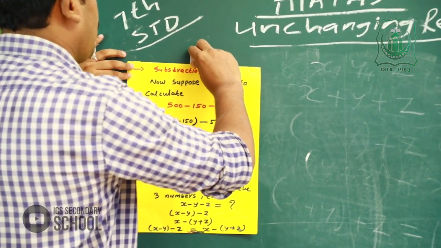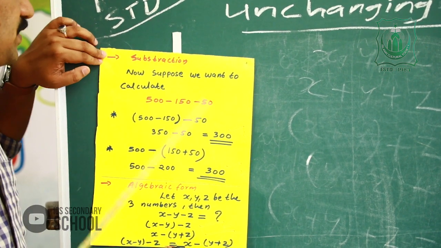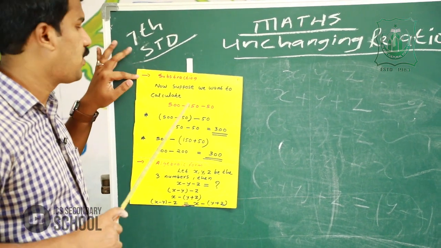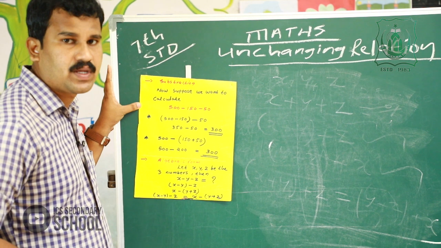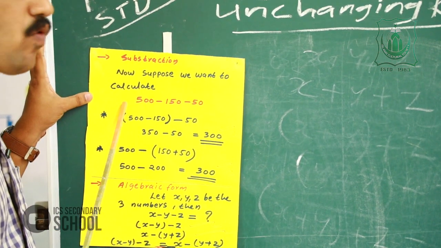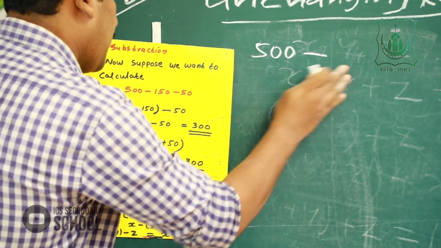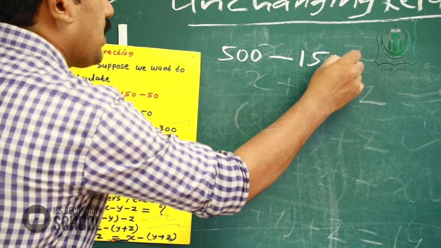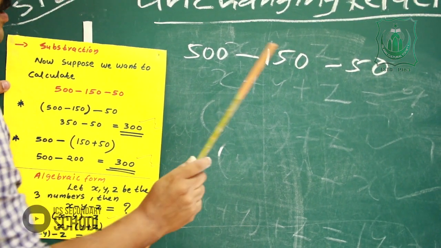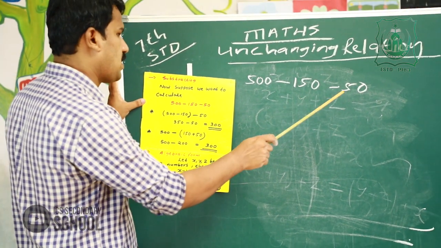Then next we can do the subtraction procedure. How can we do the subtraction method? Now suppose we want to calculate 500 minus 150 minus 50, that is subtraction. How can we calculate 500 minus 150 minus 50?